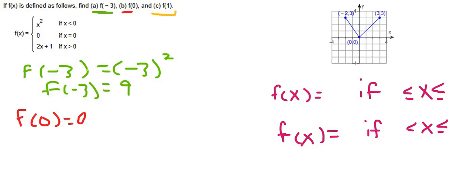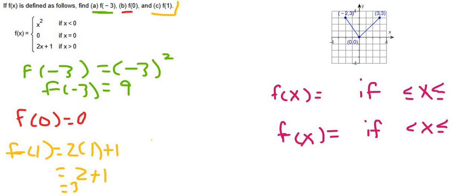And the next one is f of 1, when x is 1, so we're going to put 1 into this equation. So it's going to be 2 times 1 plus 1. And 2 times 1 is, of course, 2. 2 plus 1 is 3. So this would be f of 1 equals 3.